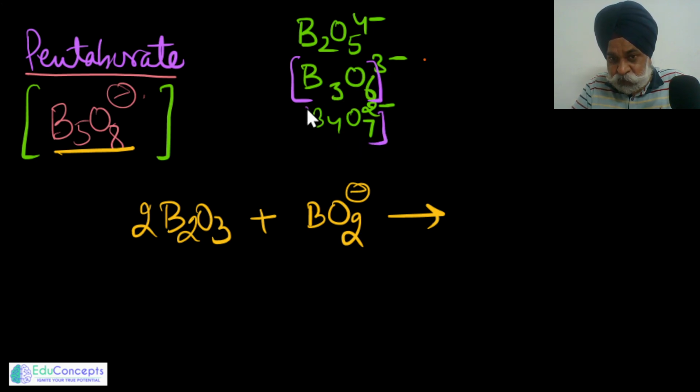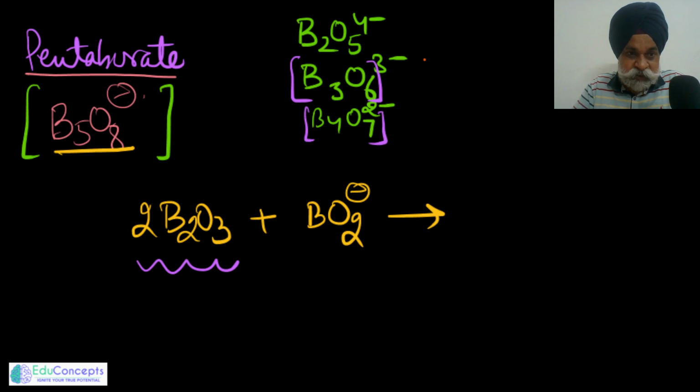Here, per boron, the negative charge got decreased from one negative. So in the total anion, if per boron the negative charge got decreased from one negative, then in the making of that structure, B2O3 must be used.